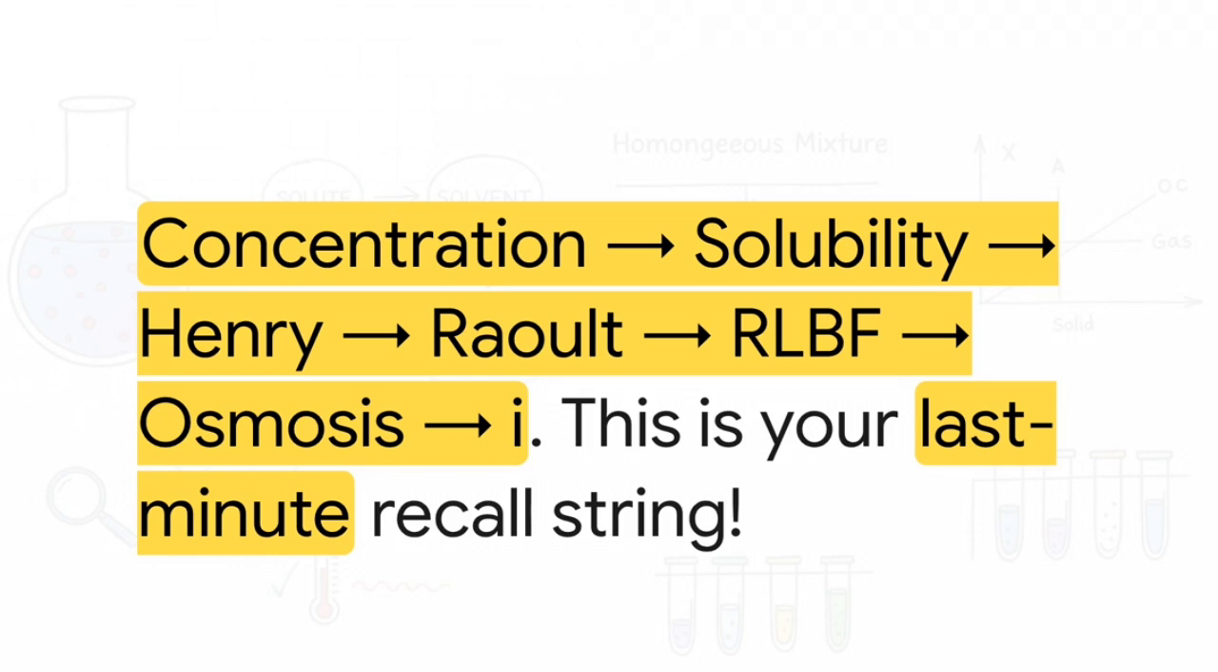So if you need a one-line super revision, this is it. Just follow the chain. Concentration leads to solubility, which connects to Henry's and Raoult's laws. From there, you get to your colligative properties. Remember, RLBF and osmosis, and you wrap it all up with the Van't Hoff factor, i. It's the whole chapter in one sentence.